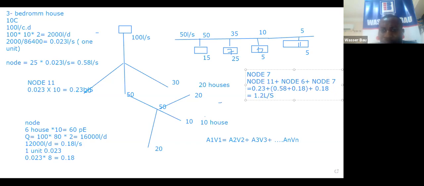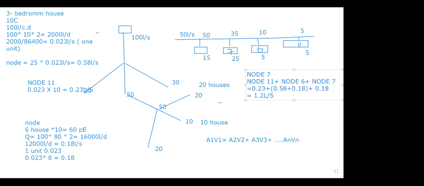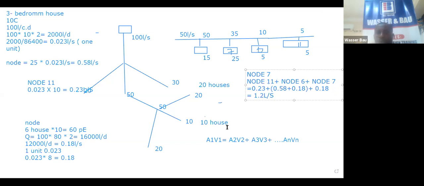Remember, we have houses attached to the node. Yes, correct. Thank you. Okay, so node 7 becomes 1.2.